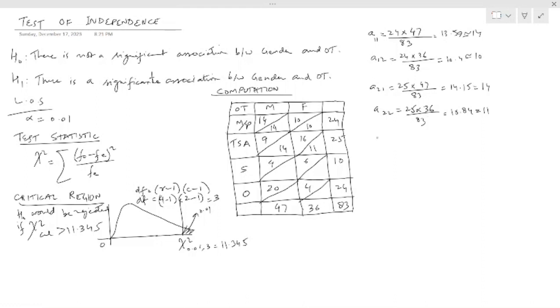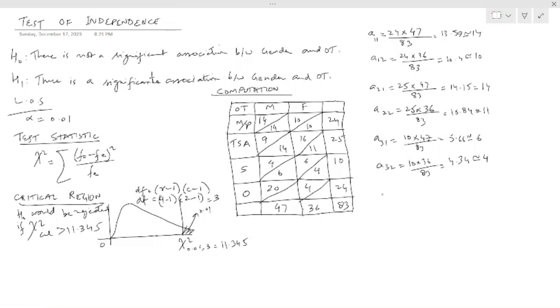Now for A31, the computation is the row total is 10, the column total is 47 divided by 83. So that's 470 divided by 83 gives us 5.66, and 5.66 can be rounded up to 6. Then A32, 10 times 36 divided by 83 is 4.34. That can be considered as 4. So that's 6, and this is 4.